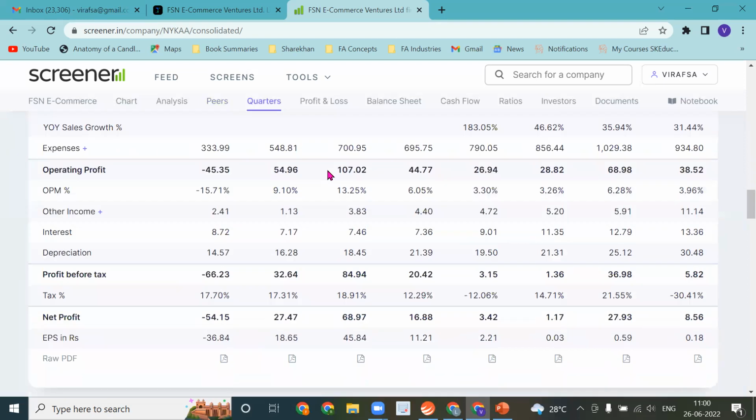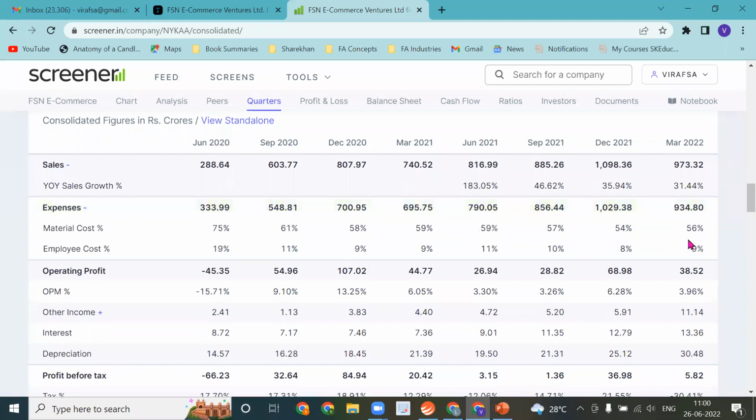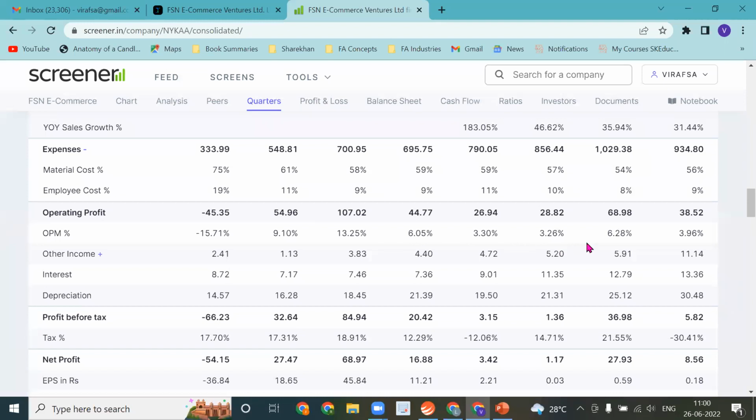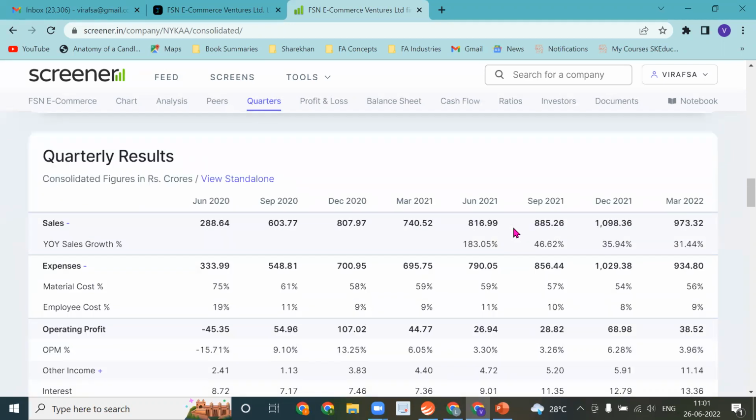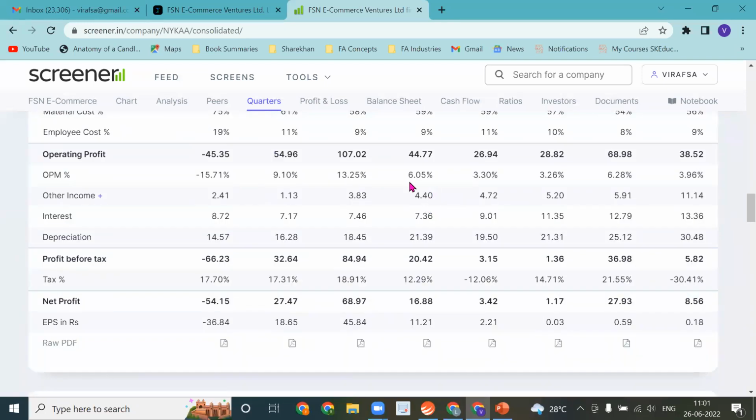See the sales. Sales are increasing, good. Expenses are increasing, very good. That's negative. OPM, operating profit margin. See here. In the last few quarters, say from last March onwards, OPM is 6%, 3%, 3%, 6%, 3%. This is not any profit at all. Net profits, hardly anything in crores. Earnings per share, nothing.